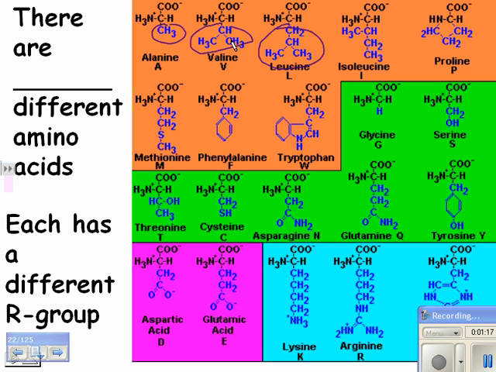So alanine is this one, valine's this one, and you could probably memorize all those, but you certainly don't want to. What you really need to do is memorize that the R group is the thing that's different, and that there are different R groups which give different properties to the amino acid. So there are 20 different amino acids, and each one has a different R group.